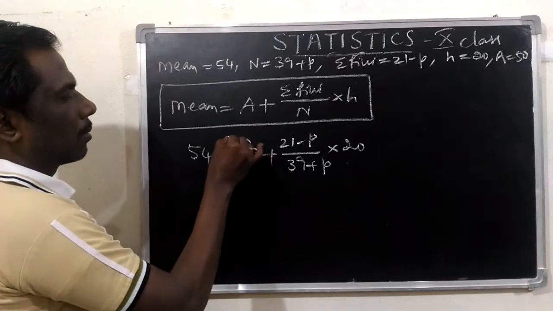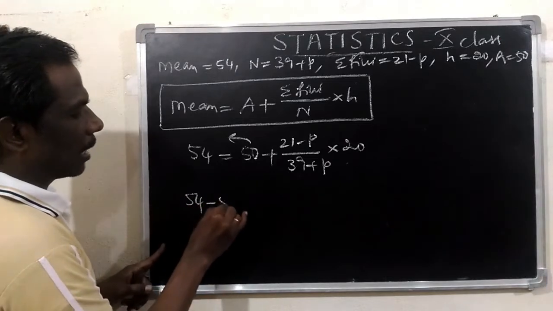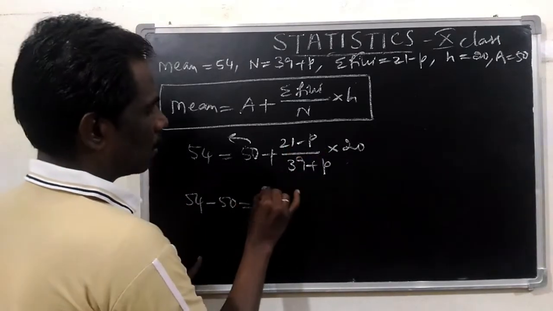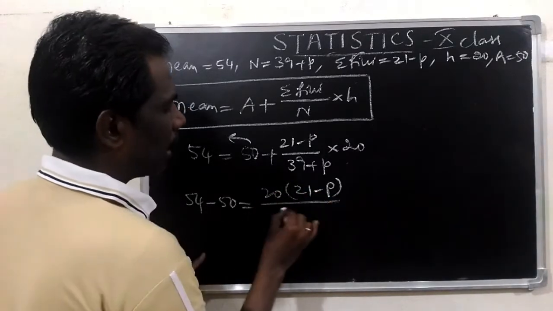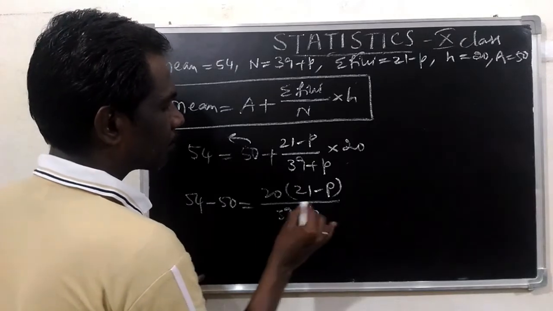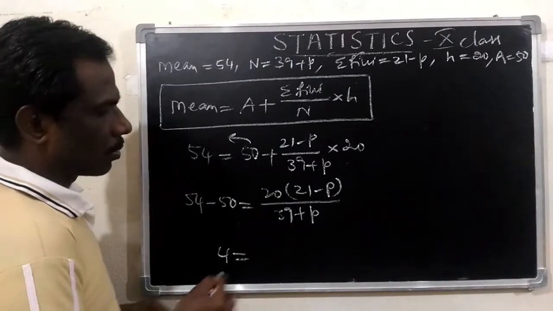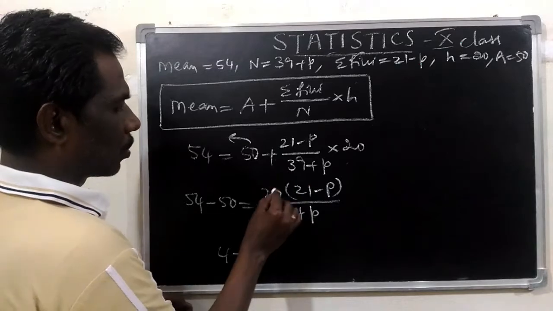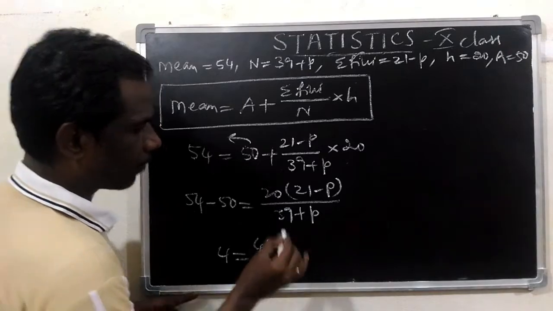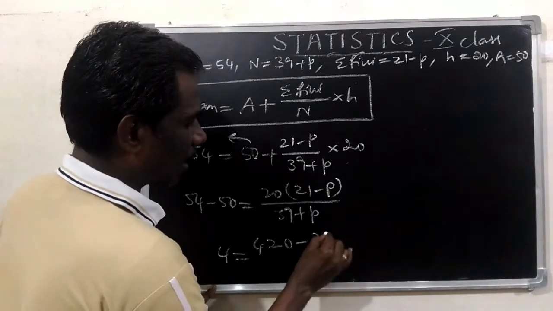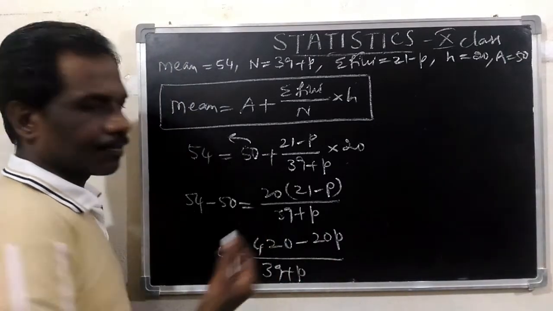So I am transferring this 50 to LHS, and that is 54 minus 50 is equals to 20 into 21 minus p by 39 plus p. 54 minus 50 is 4 is equals to, and now we multiply these two. How much do we get? 2 ones are 2, 2 twos are 4, and write the 0. 420 minus 20 into p is 20p divided by 39 plus p.